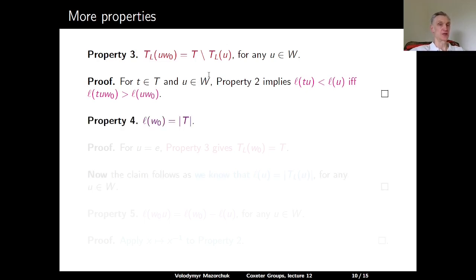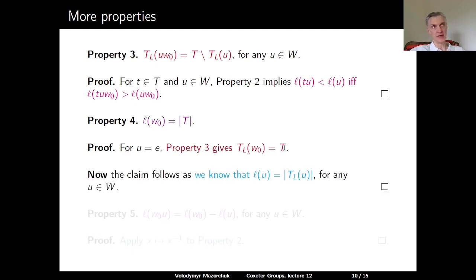If we apply this to the element u equal to the identity, we get that the length of w0 equals the cardinality of the set of all reflections. Proof: from property 3, for u equal to the identity, we have that the set of all reflections which make w0 smaller is equal to T. And we know that the length of any element is the cardinality of the set of all reflections which make this element smaller by left multiplication. So this gives us property 4.